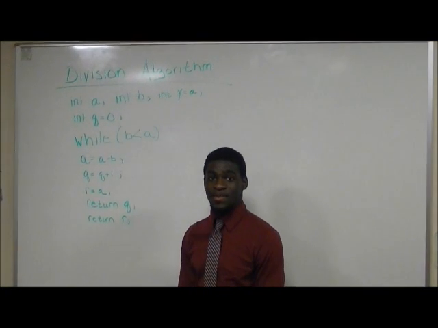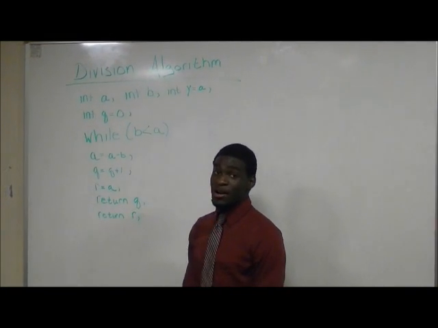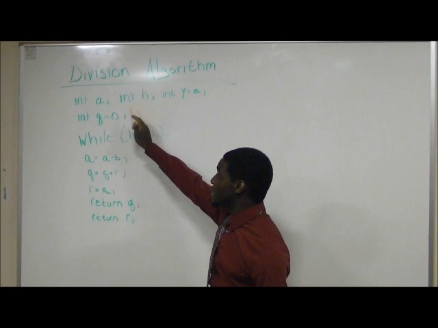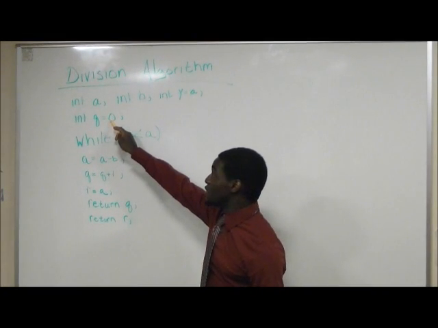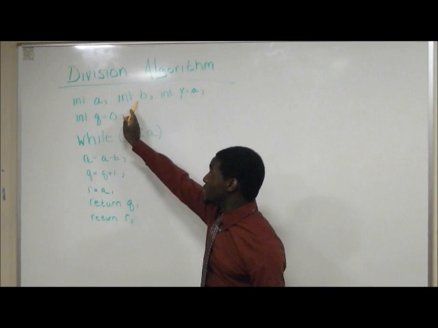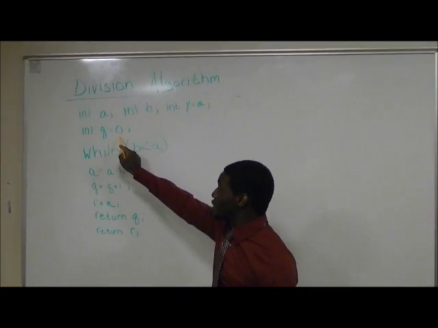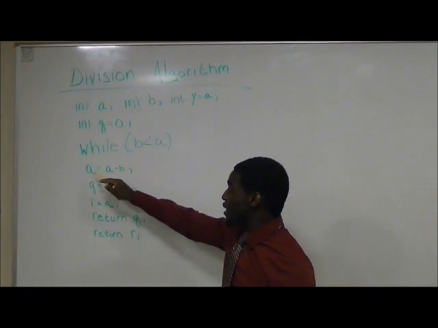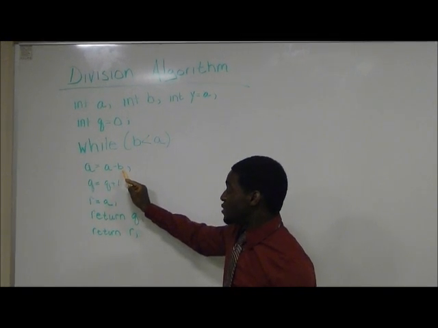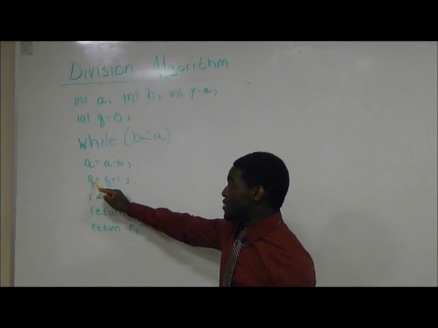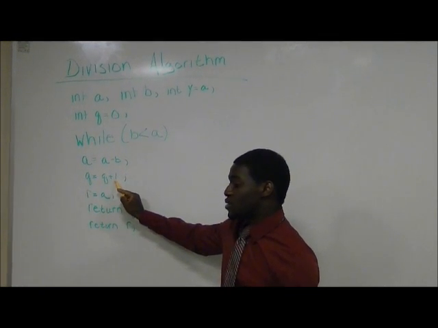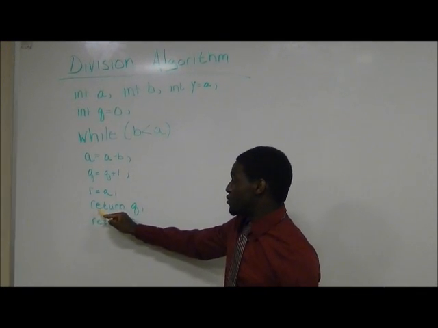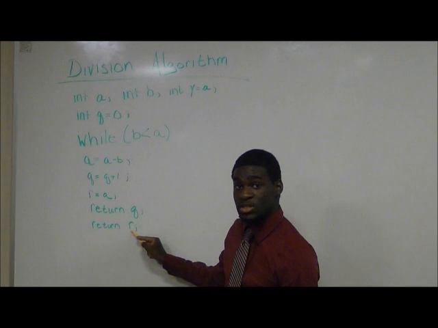My name is Lee Brown and I'll be explaining the division algorithm. In the division algorithm, A is our dividend, B is our divisor, and Q is our quotient. In this algorithm, you divide A by B and you also use Q as your counter, while making sure that B is less than A. Your new A will always be A minus B, and your counter will always be equal to Q plus 1. We use R as our remainder, which is left over from A, and we always return Q and we always return R, which is our remainder.